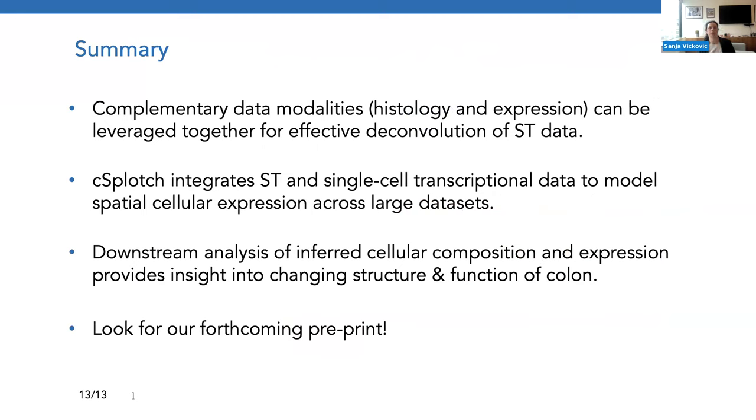In summary, what we have shown here is that complementary data modalities, histology and gene expression, can be leveraged together for effective deconvolution of ST data, that our model C-Splotch integrates that data well for exploring expression in very large data sets, that downstream analysis can tell you a lot about the inferred composition and function of the colon, and that we are very much in the process of posting our preprint.